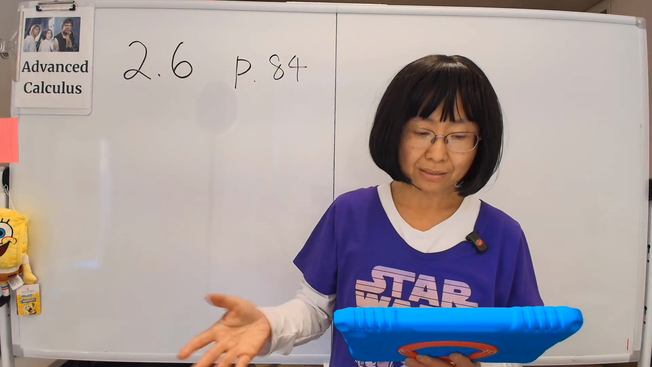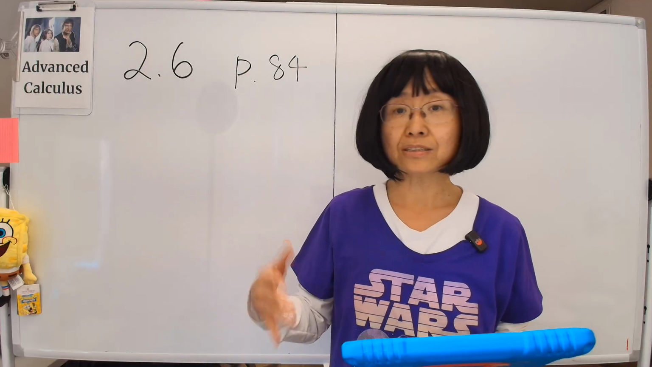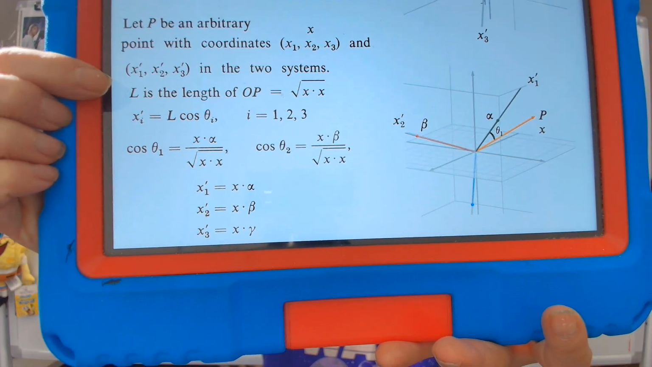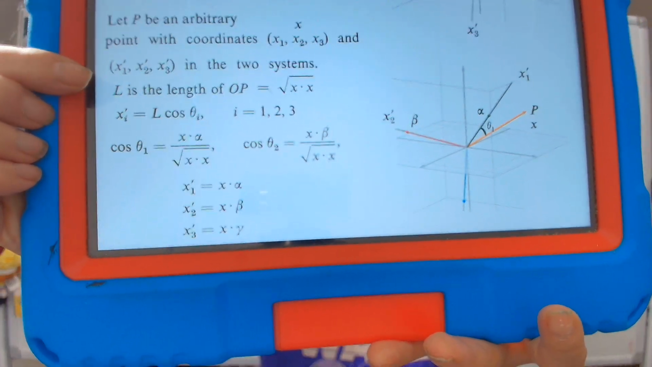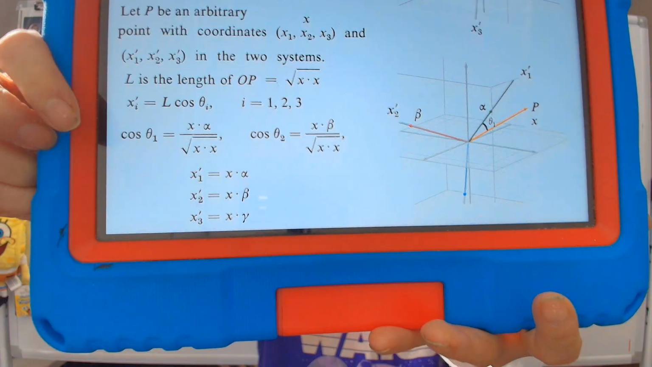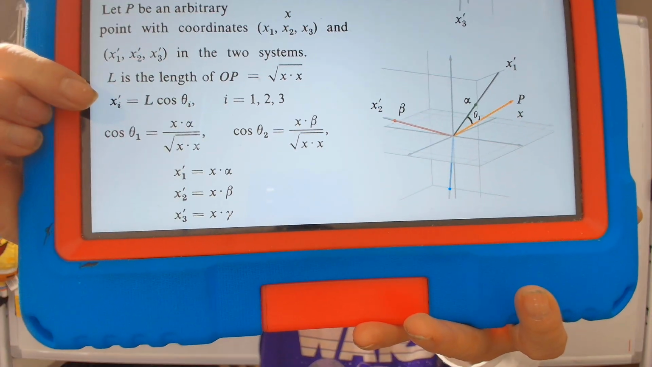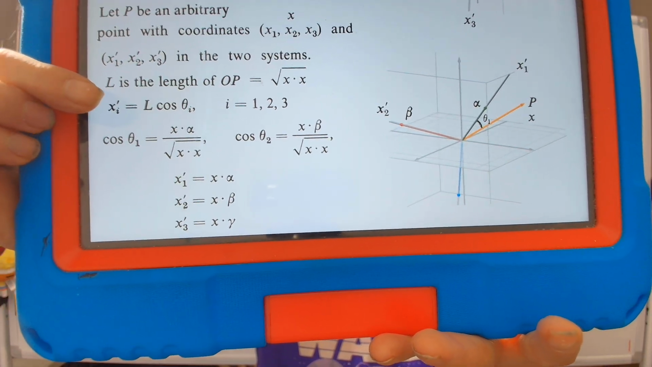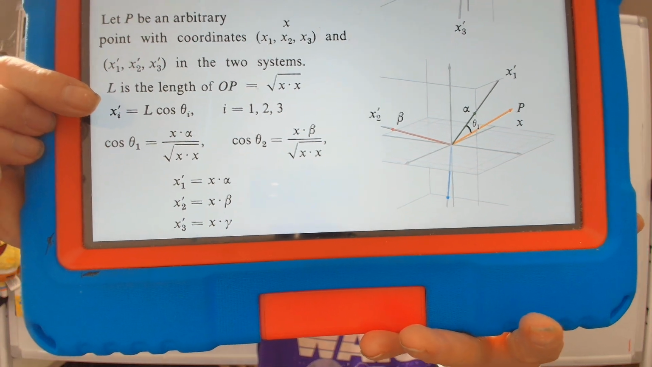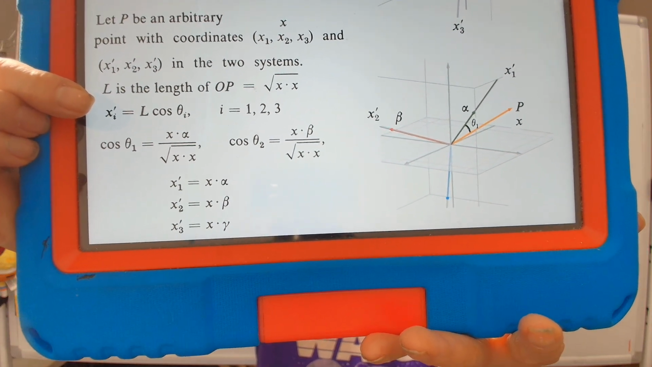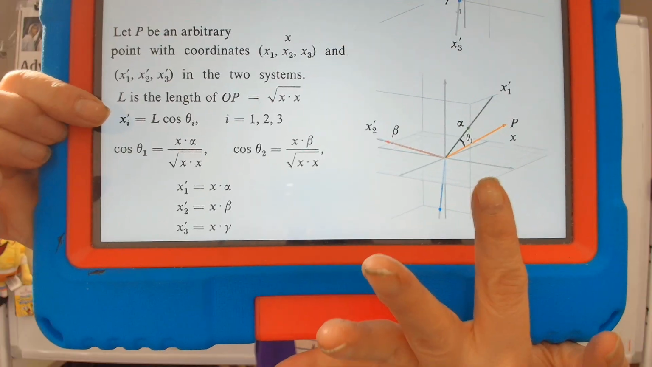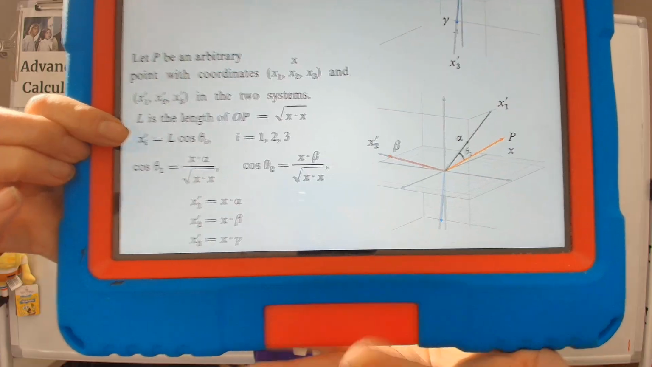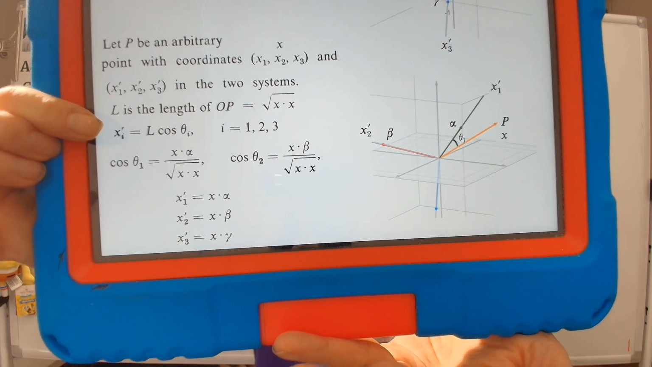Being that P is x, the length is just the magnitude of x, or the square root of x dot x, which I have written right here. L is the length of OP, which is the square root of x dot x. Now for xi, let's start at 1. x1 prime, the coordinate of P along the x1 axis, will be L cosine theta 1, as I draw the picture here. I didn't draw the perpendicular line, but you can imagine. Its projection onto the x1 axis will be L cosine theta 1.